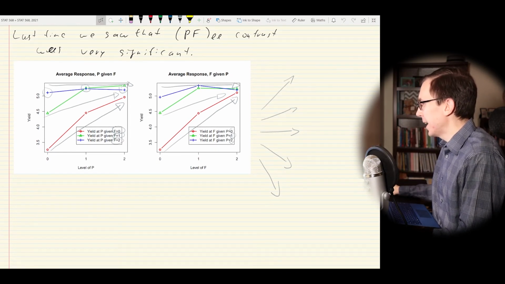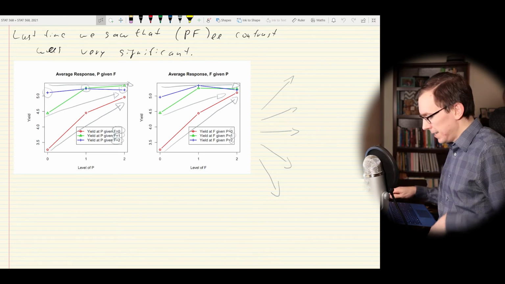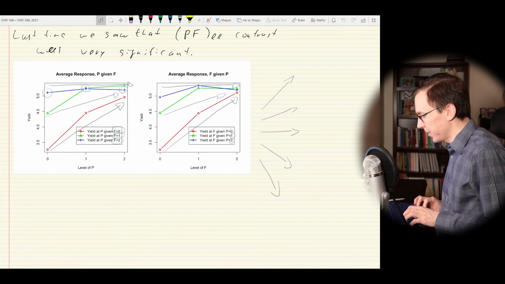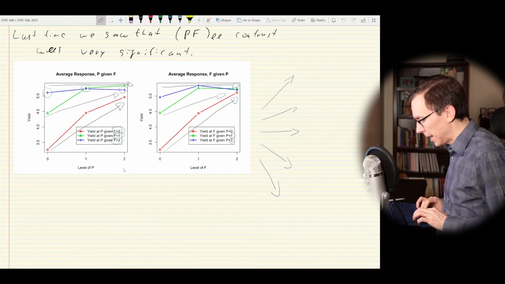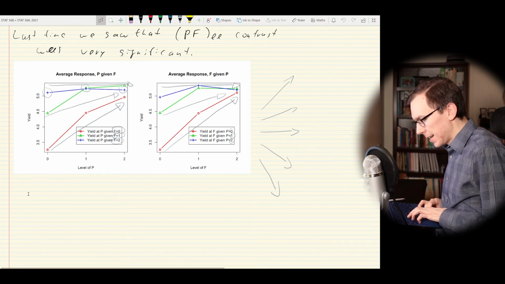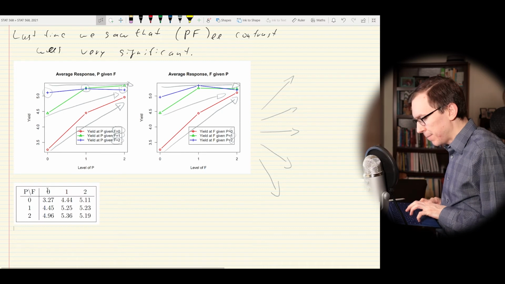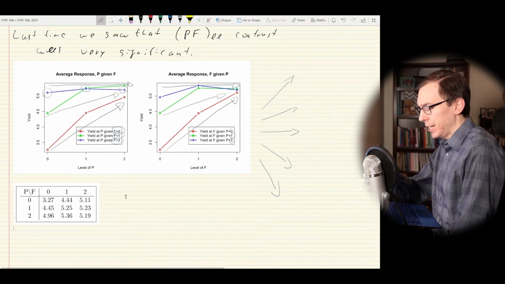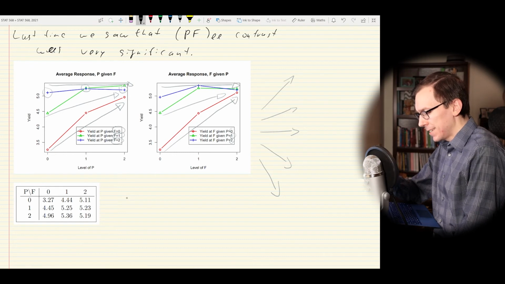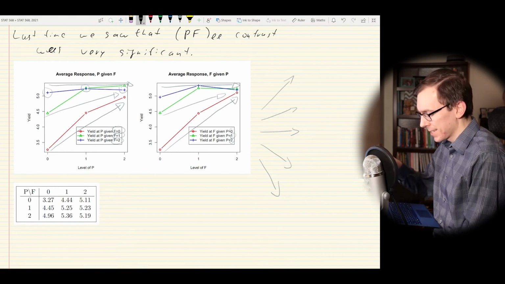All right, so we got that. Oh yeah, I did have one other table that I can show you, just because it's kind of interesting, and that I can also copy over into the notes here. That was the P and F average yield values. So if we look at the average yield when P and F are set to 0 and 1 and 2 and so on, we get a table that looks like this.